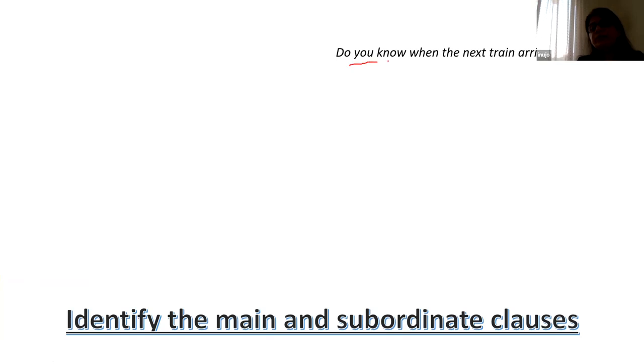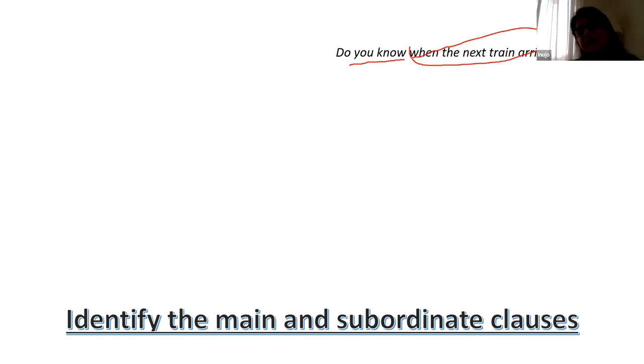Do you know? This is your main clause because it can stand on its own. Do you know? That's a normal question. Then the next one, when the train arrives. This group of words, when the train arrives, does it have an independent standing of its own? Does it have an independent meaning of its own? No. You still ask, when the train arrives, what? The next question will be what? So, do you know when the train arrives?